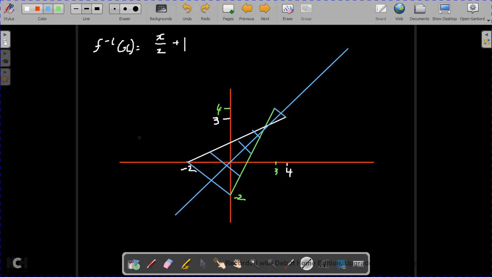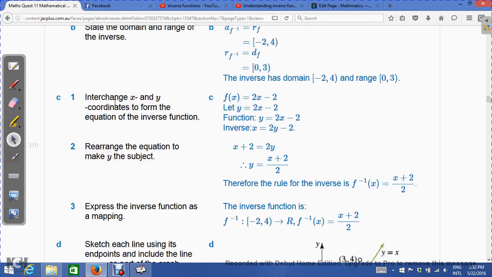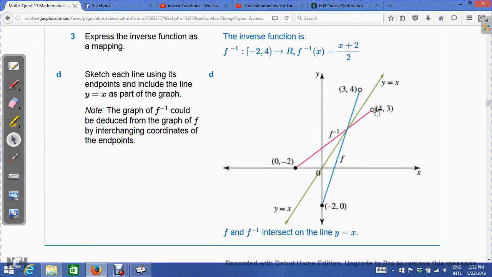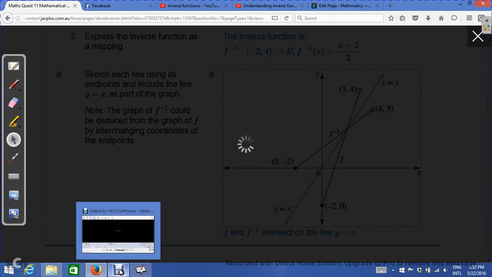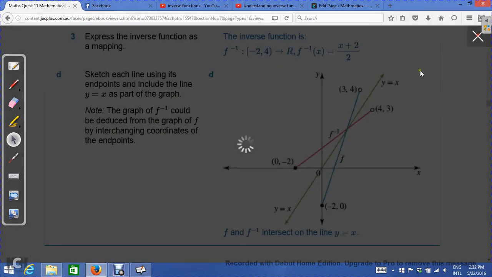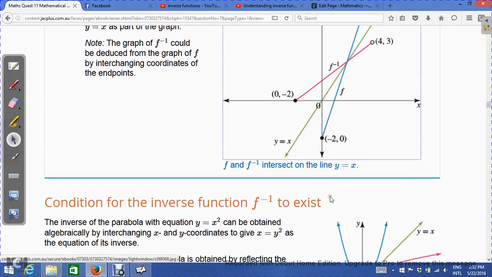Alright, so that's inverse functions. So that was example 17. And as you can see here, a little bit better diagram than what I've drawn. So let's get a, doesn't want to load. That's okay. Alright, so better example than what I'd drawn.